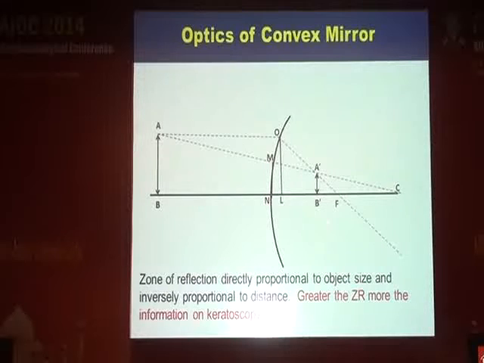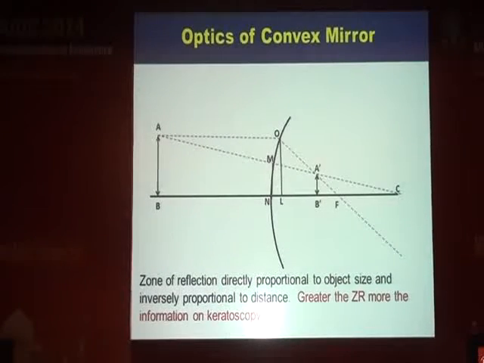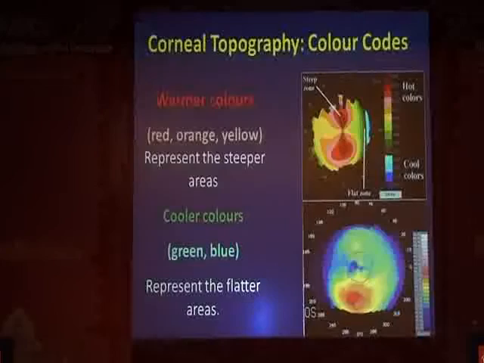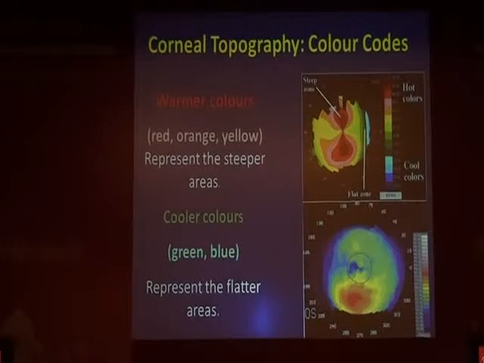The optical principle is very simple. We have an object here, and then this is the zone of reflection. This is the image of the object. It is the zone of reflection which we are concerned with in topography. The larger the size of the object, the larger the zone of reflection, and if the distance between the object and the zone of reflection is less, again the size becomes more. If we have a larger zone of reflection, we get more information about the cornea, maybe from limbus to limbus.